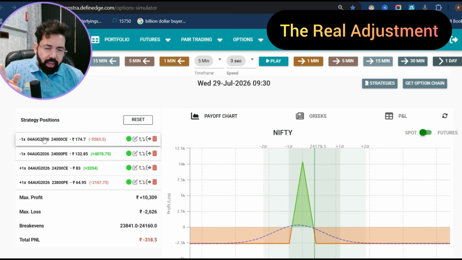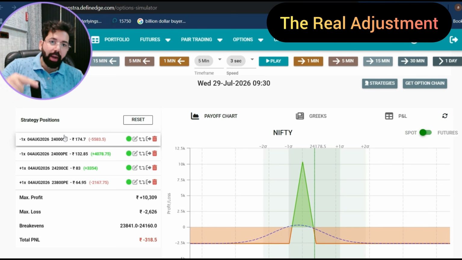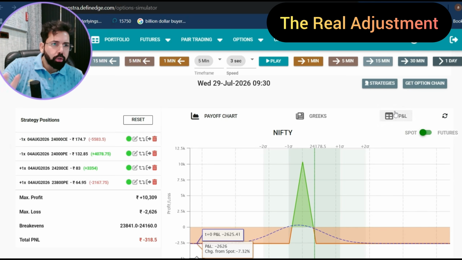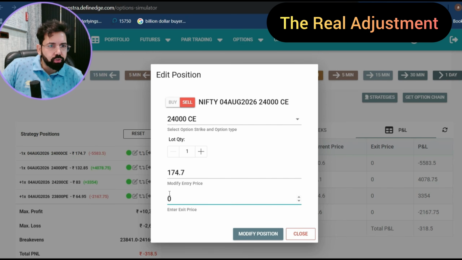Number one, we have sold 24,000 call and put, right? Now, we're going to do something unconventional. That is, we're going to square off this particular call. And I'm going to move this call above because market has gone up. So I'm moving this call where the market is going up. Simple, no issue. So let's just do that. I'm squaring it off, which is trading at 260.6. So here we go, 260.6, and I've squared this off.